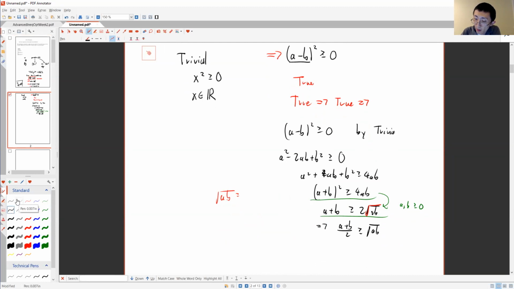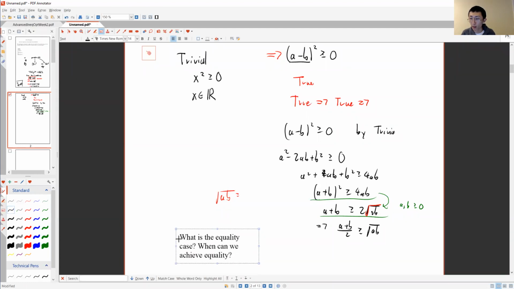So okay, this would be a perfectly good proof now for the two variable case. And another thing we should ask is what is the equality case? So when can we achieve equality?